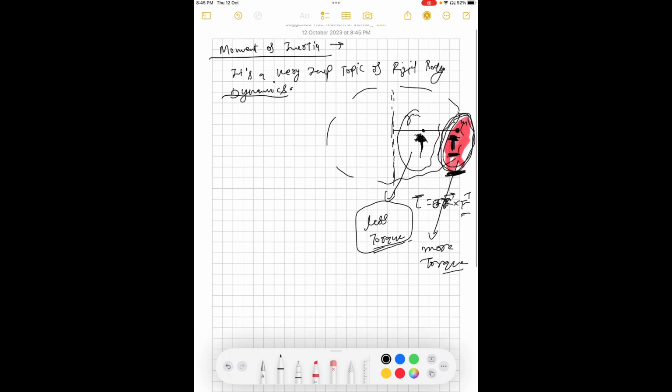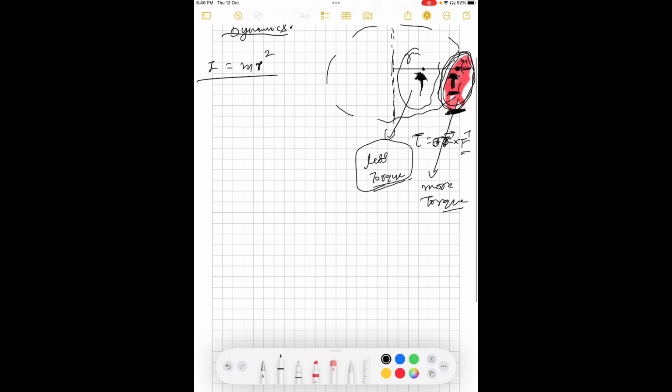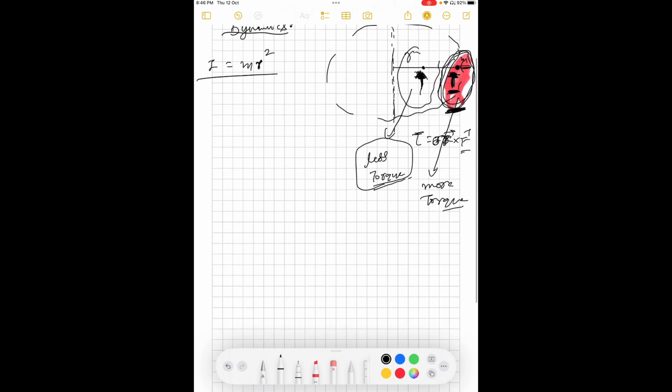So this is our moment of inertia, and the definition for moment of inertia goes like this. It is I equals m r square. Let me use small r because I have written small r over there. So m r square for this mass m, and this is our moment of inertia.